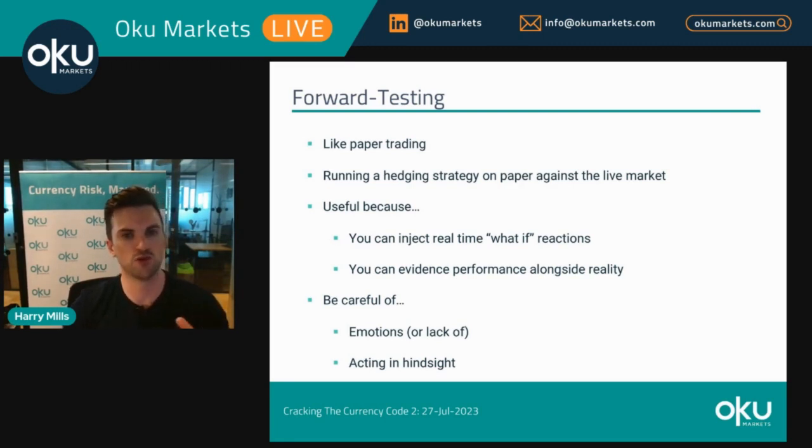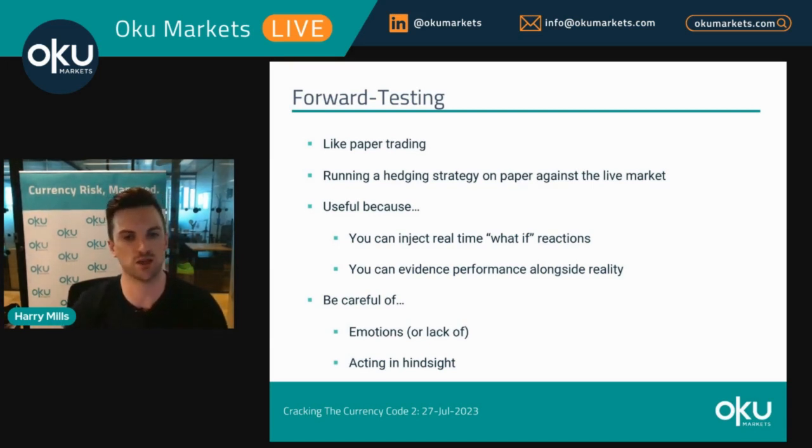So you basically run a hedging strategy on paper or in an Excel spreadsheet, more likely, against the live market, but you never actually execute trades. You record the trades that you would have done. This is really useful because you can inject the real-time what-if reactions. So if the pound were to go up today by a few percentage points, then you're going to be living that in the moment. And if there's a hedging decision to be made, if this week is your hedging window, then would you trade today? Rather than looking back in hindsight.